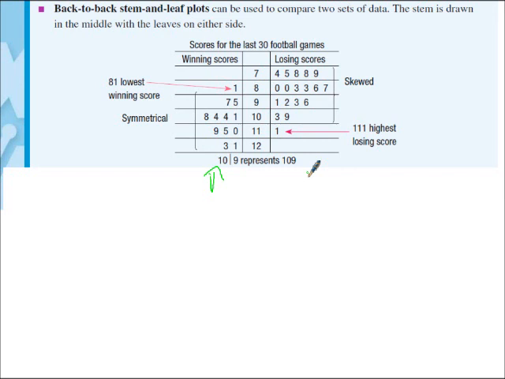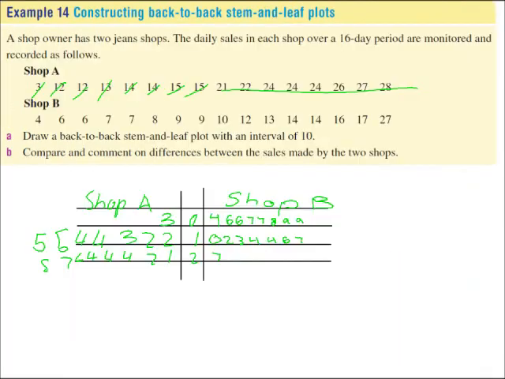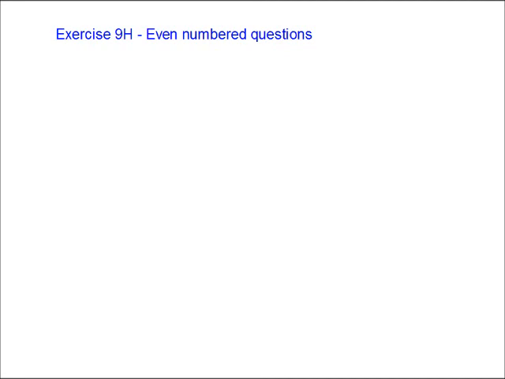So now that you've had a look at one of those, go and complete that exercise 9H even numbers and have a go at back-to-back as well as a normal stem and leaf plot.